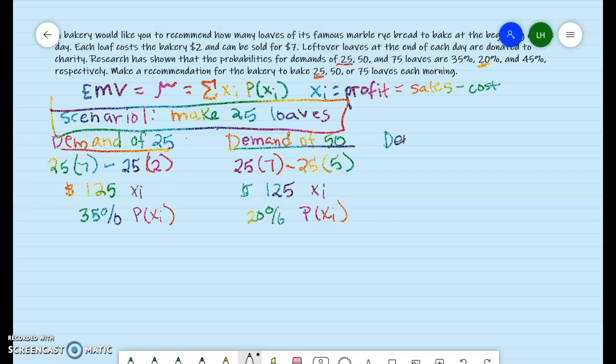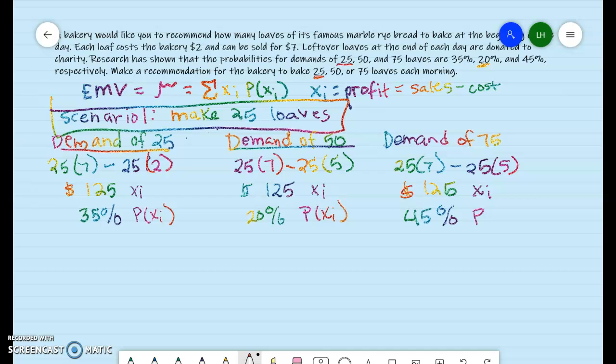Now the demand of 75 is going to be the same thing. We only can sell what we make, and we only made 25. And the cost of those 25 is 50. So we still are at the limit of making 125. So the probability is 45%. So there is xi, and there is p of xi.